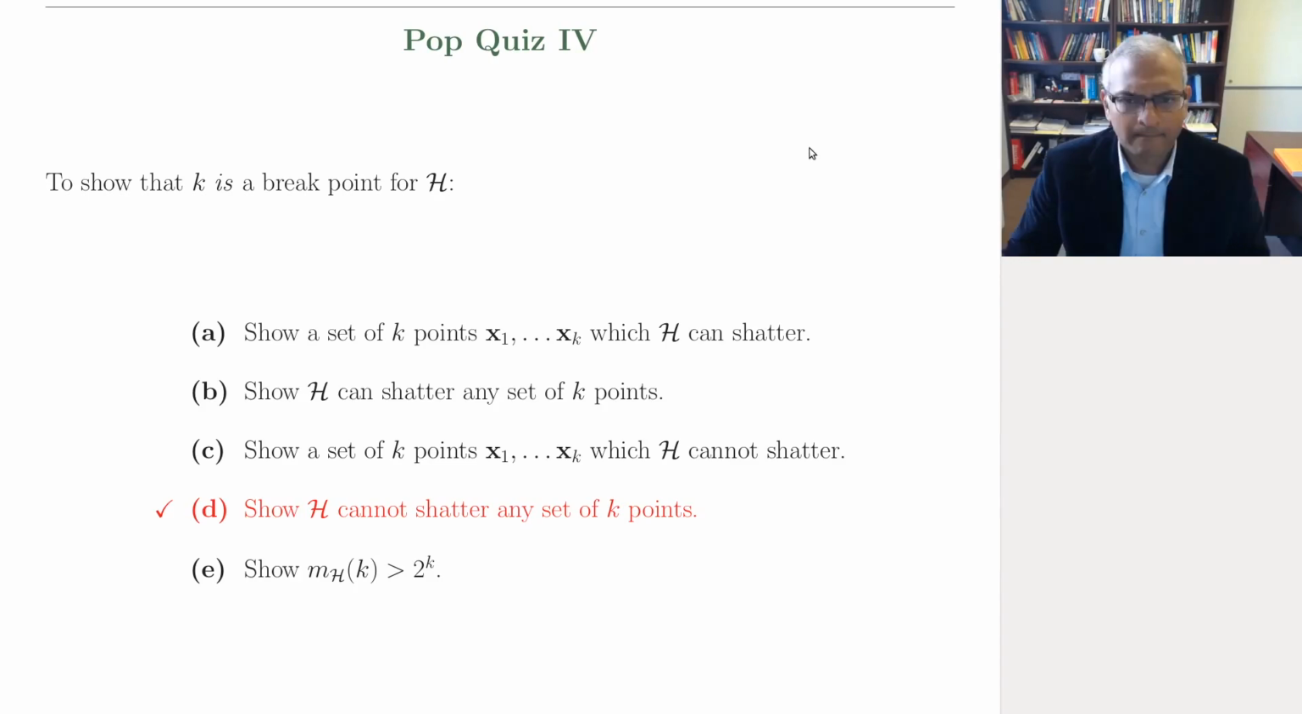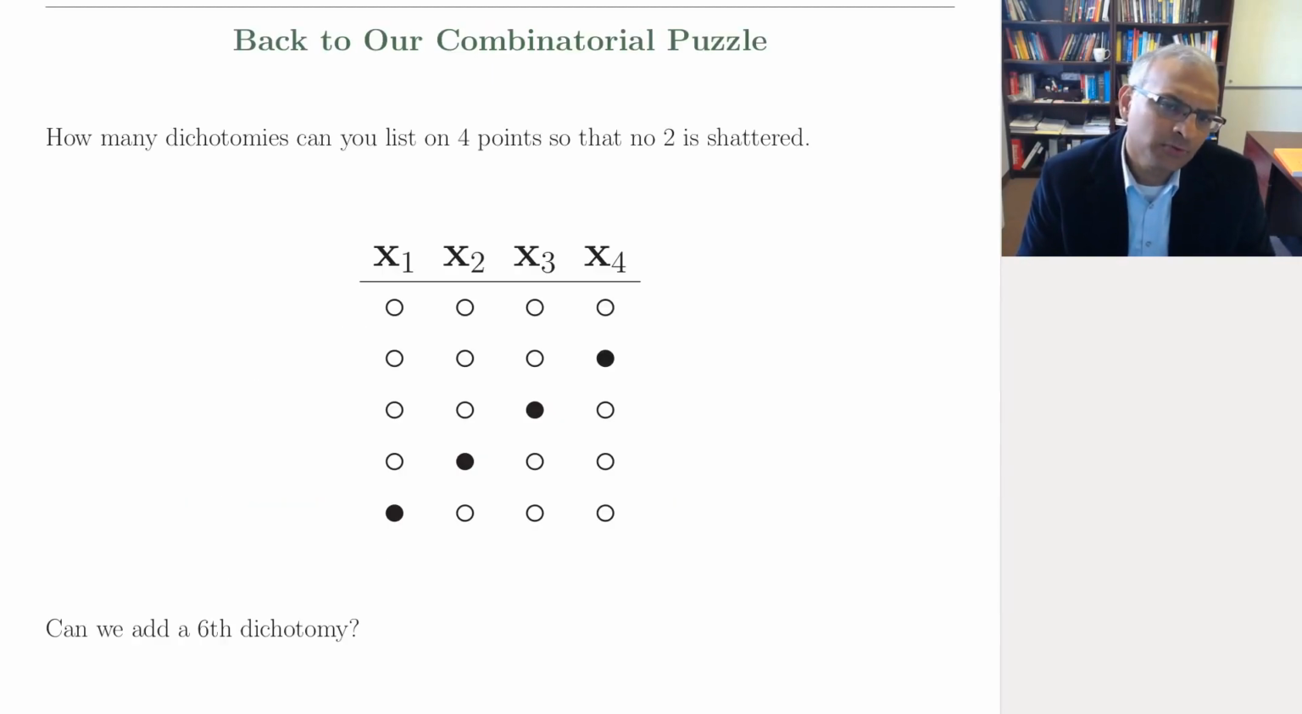Okay, let's get now back to the combinatorial puzzle, and let me first remind you, what was that combinatorial puzzle? I give you 4 points, x1, x2, x3, x4, and I've shown here 5 dichotomies on these 4 points, where the plain circle is a -1 and a filled-in circle is a +1. The key fact about these dichotomies is that if you zoom in on any pair of points, you will find that only 3 of the 4 dichotomies on that pair of points are listed.